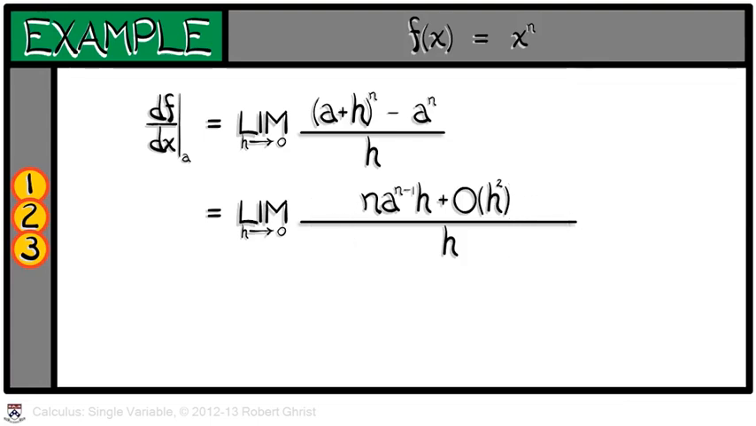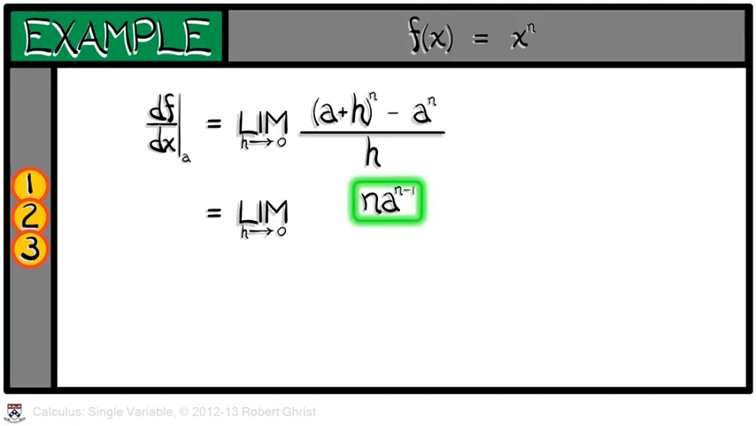The a to the n terms cancel, and everything that is left has some power of h. We can factor that, cancel with the denominator, and we obtain the limit as h goes to 0 of n times a to the n minus 1 plus some terms that are in big O of h, so that as h goes to 0, they vanish, and we are left with the familiar computation of the derivative of x to the n at a.